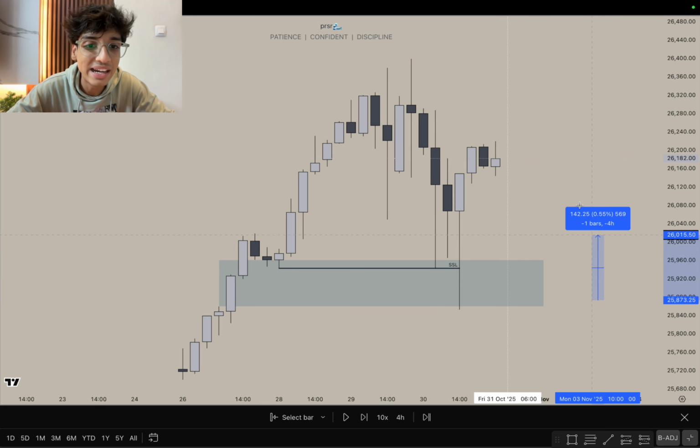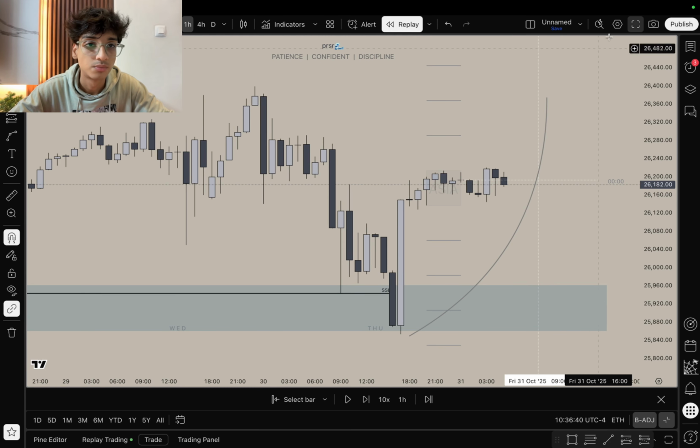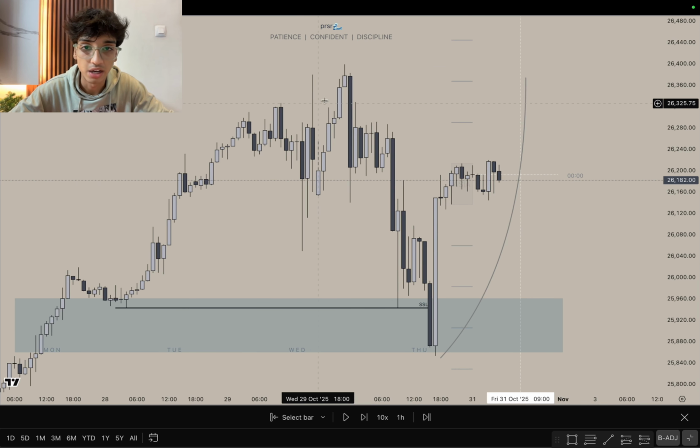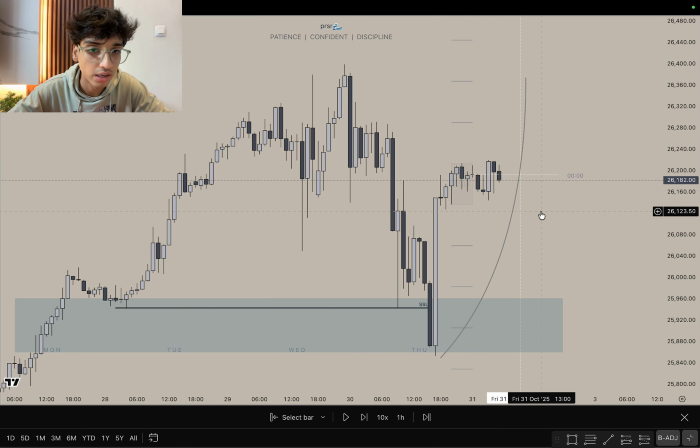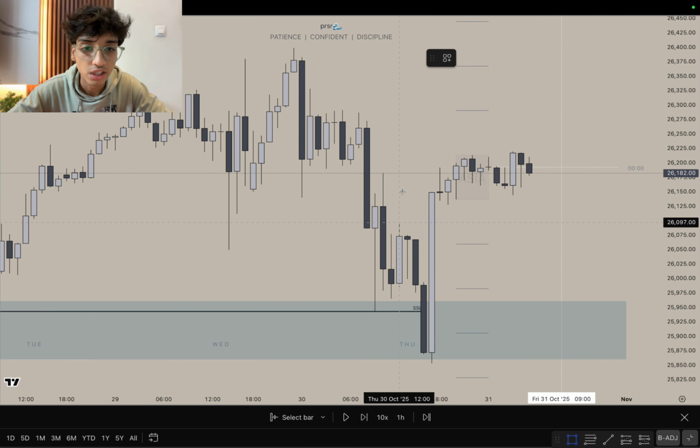So I was zoomed in into the 1-hour time frame. On the 1-hour time frame, it's completely clear. Market maker buy model from here. We ended up selling back off, sweeping out the sell side liquidity. After sweeping the sell side liquidity, we immediately bought up. So my bias going into the day is pretty much bullish.